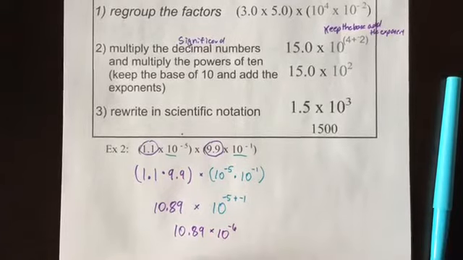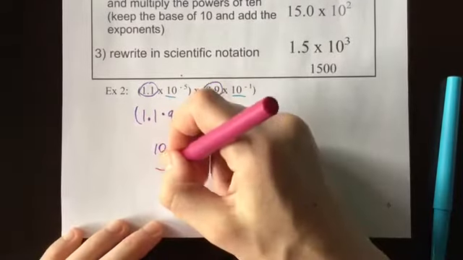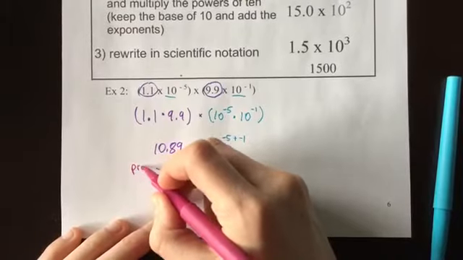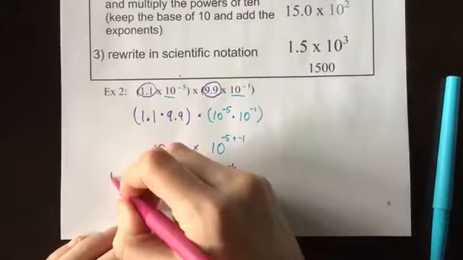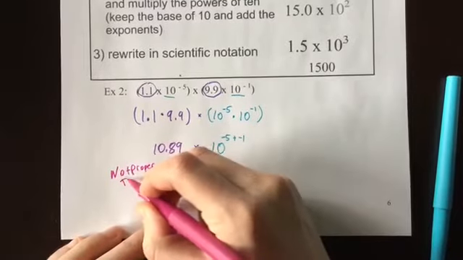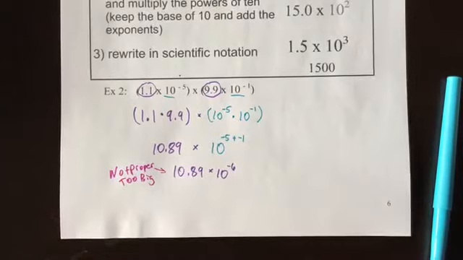Now this is a point where I see students and they say, oh, I'm done. No, you are not done. This is not proper scientific notation. That's not a proper significand. It's too big, okay? It is not proper. It is too big. Okay, so we have to adjust it.